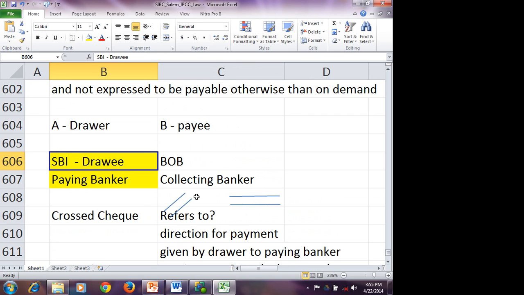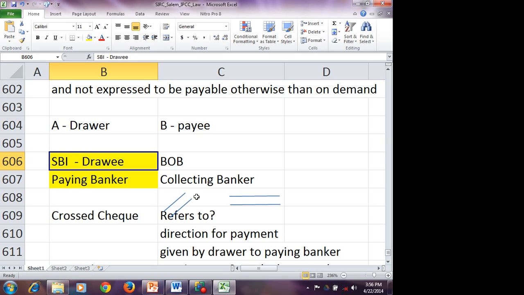Otherwise, you are liable. Specific direction. So which means a payee should have an account only with Bank of Baroda to claim the amount. Mostly salary checks are account payee specific banker. The employee is expected to have an account with the specific banker to get the cleared payments.